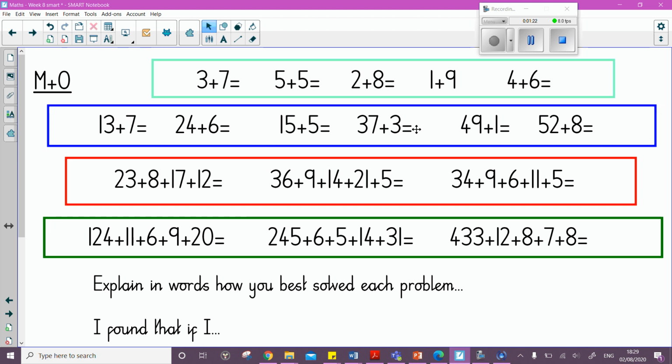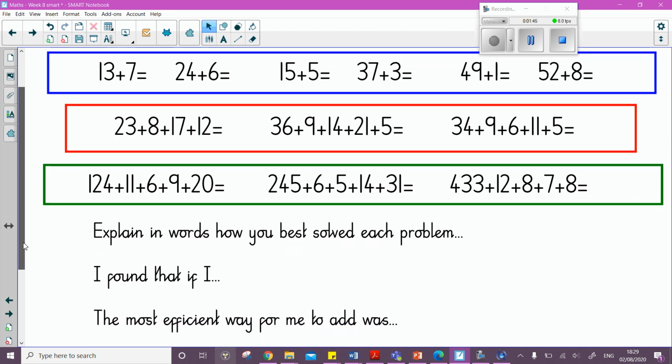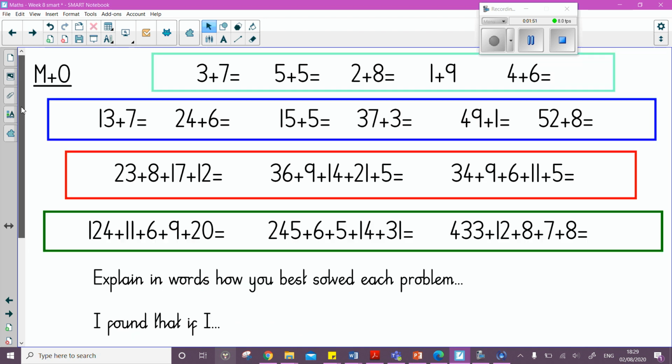Now that was done mentally. I didn't have to jot anything down, didn't have to draw a number line, didn't have to use a written method because I used a mental strategy. So what I want you to do is to pause the video and have a go wherever you want to start, have a go at solving some of these problems mentally, and if you want to, then you can move on to explaining how you best solve each problem. So I found that if I looked at the ones or if I use my number bonds, I'm talking about the most efficient way for you to add those numbers.